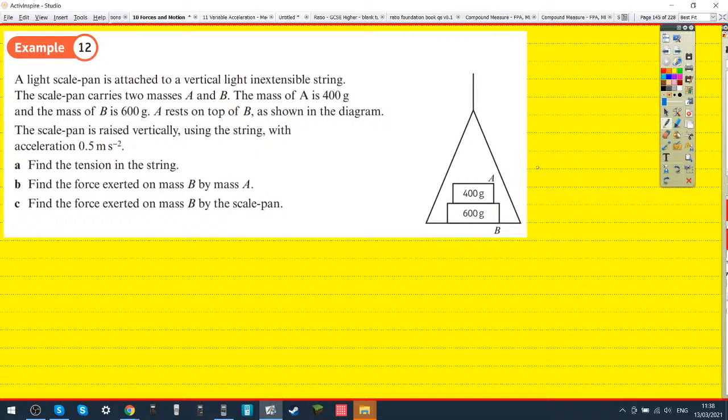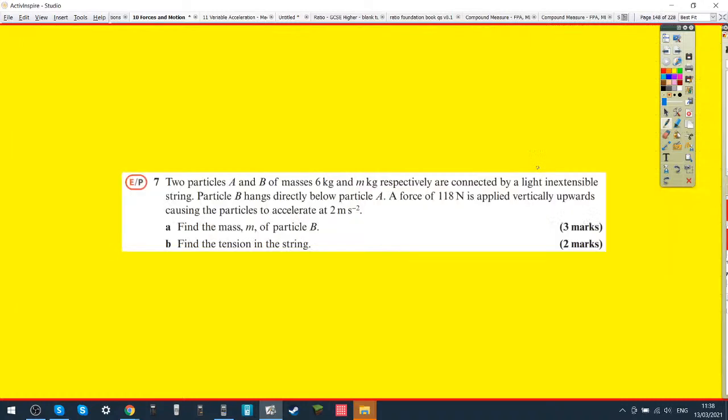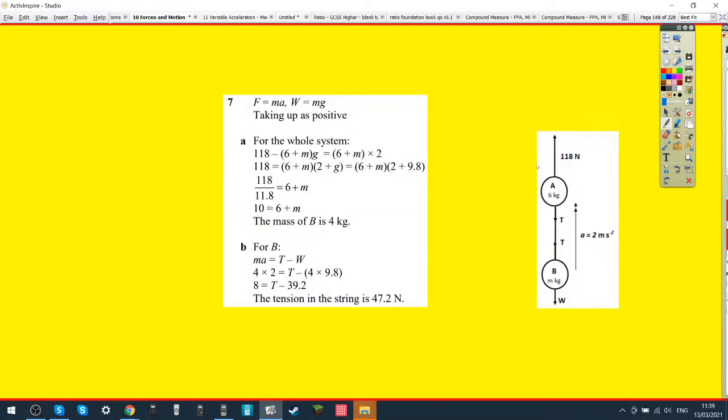Force exerted on must be. Yeah, I suppose. Yep. Okay, it looks like the same idea, except now you find the mass. I don't see it as being any more difficult.